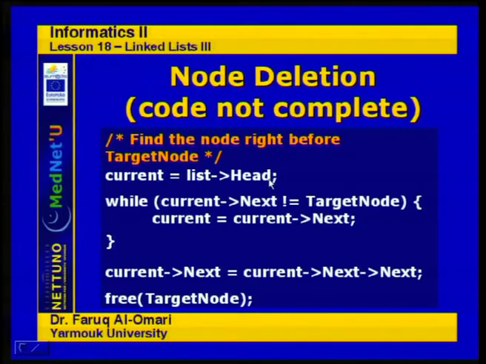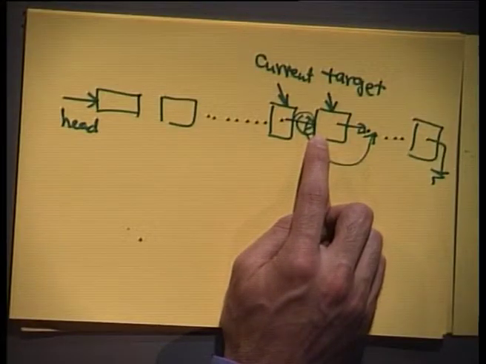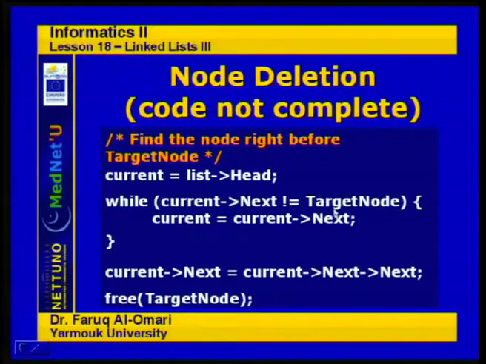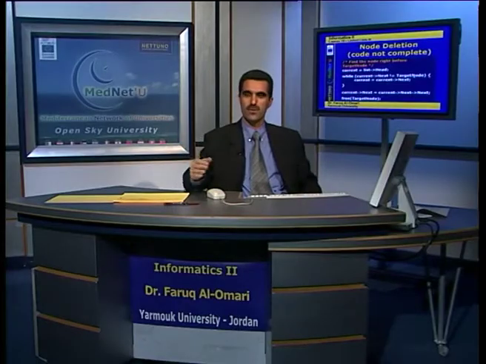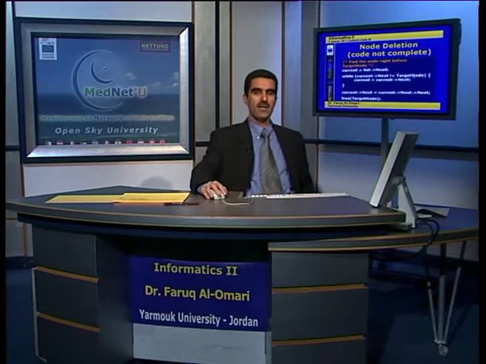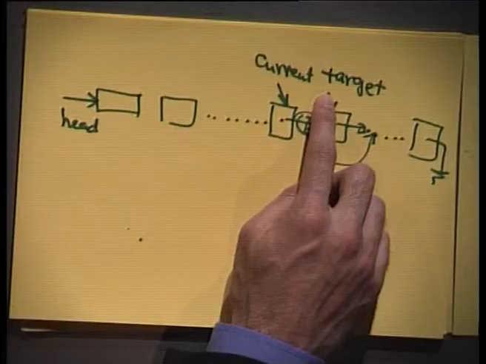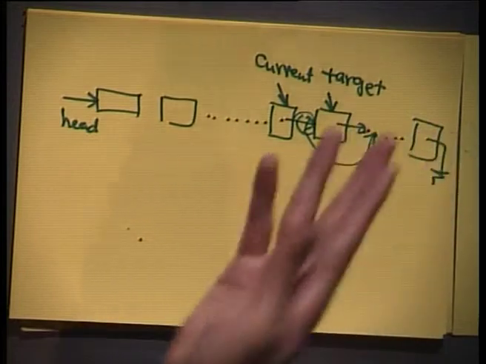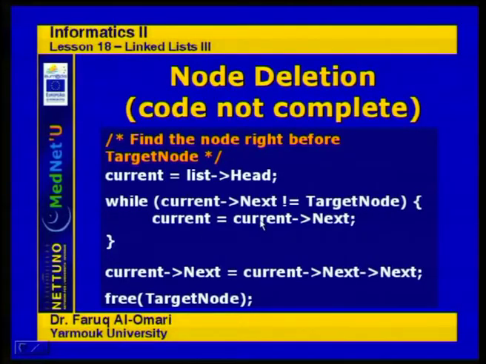Current is going to start at head from the very beginning. And then what I'm saying in here: while current arrow next, while the one which comes after current is not the target node, advance your pointer forward to point to the next node. So basically, if you don't find the target ahead of you, then please increment and go point to the next node. So in that case, I say current equals current arrow next, and that means go to the next node.